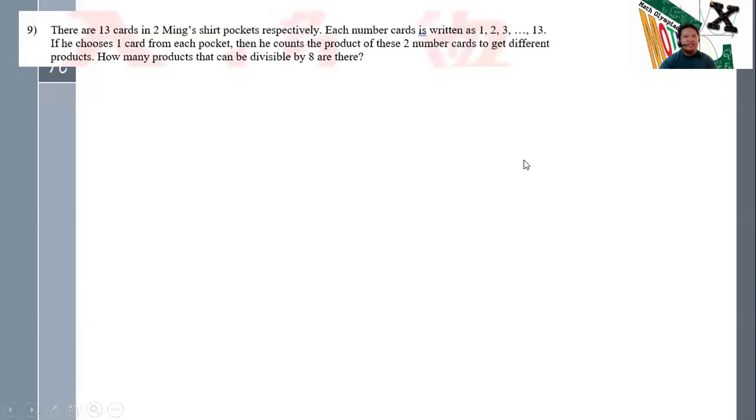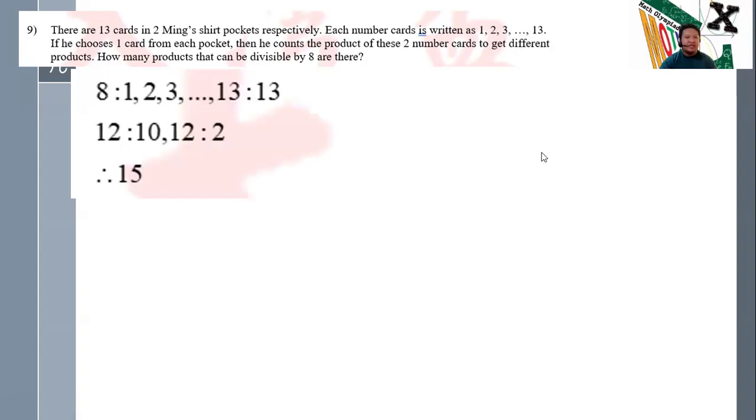Each number card is written 1 to 13. If he chooses one card from each pocket, then it counts the product of these two numbers to get different products. How many products can be divisible by 8? So for this one, we are going to find how many numbers are divisible by 8. To solve for that, we are just going to identify those divisible by 8 among those numbers.